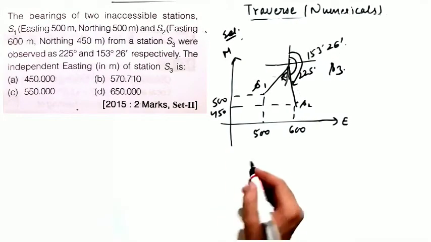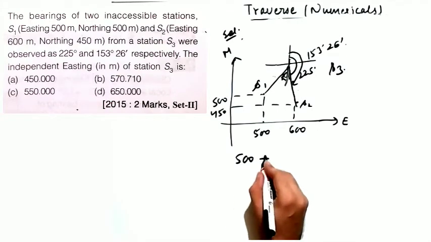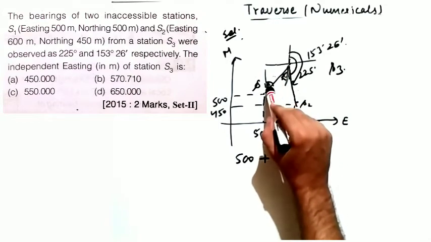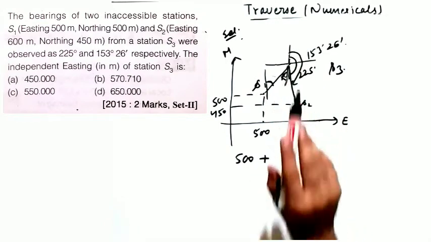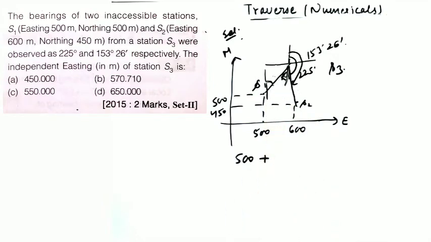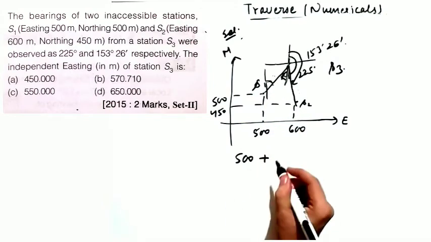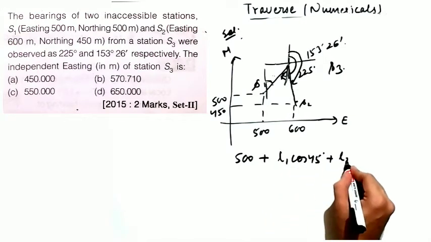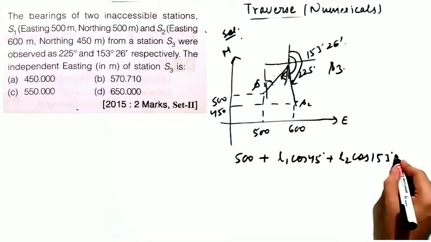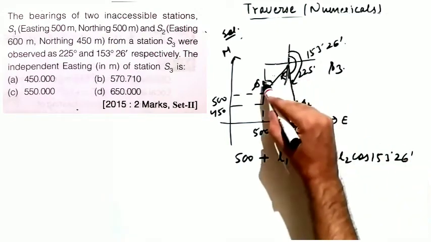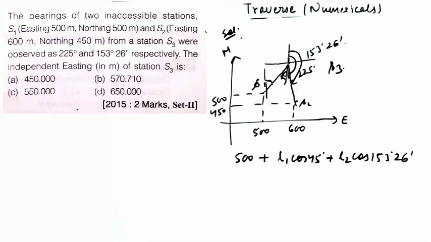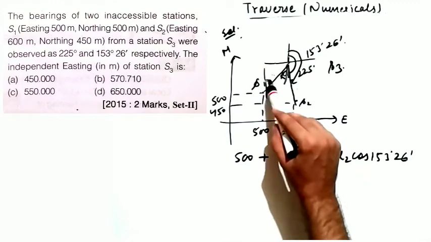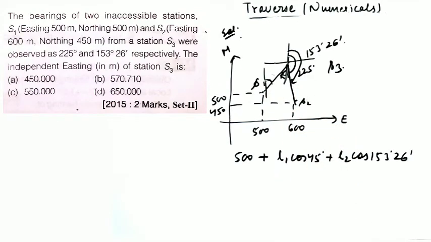So let us solve this. 500 plus. Now you should know this particular angle to go this. To go there you should know this angle. This complete angle is 225 degree. This will be 225 degree minus 180 degree, so it will be 45 degree. So L1 cos 45 degree plus L2 cos 153 degree and 26 minutes. You require this angle and this angle. This 225 degree is not required. Since you are traversing in this clockwise fashion, hence you require this angle. You do not require this 225 degree angle.